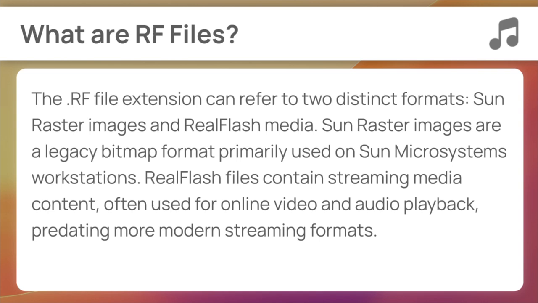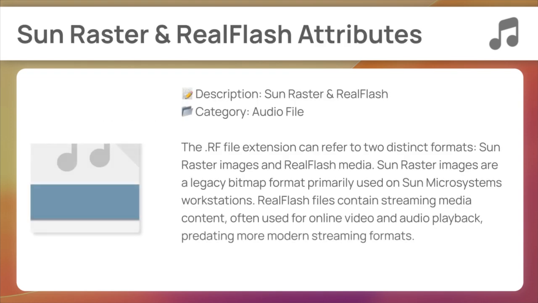The RF file extension can refer to two distinct formats: Sun Raster images and RealFlash media. Sun Raster images are a legacy bitmap format primarily used on Sun Microsystems workstations. RealFlash files contain streaming media content, often used for online video and audio playback, predating more modern streaming formats.